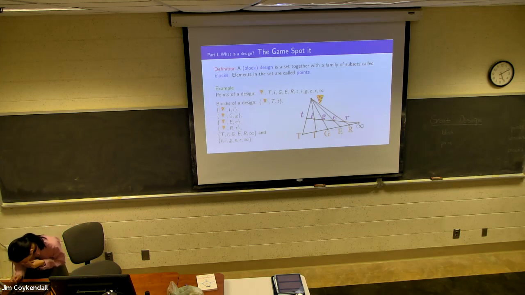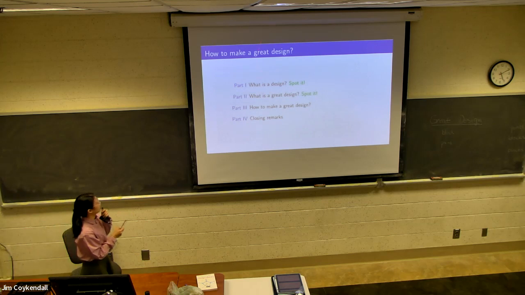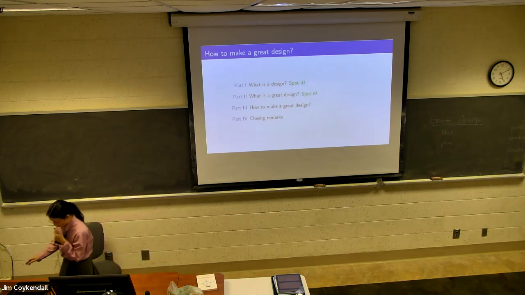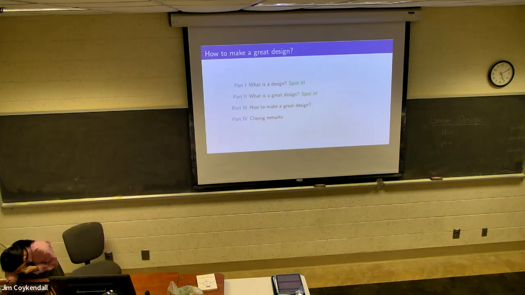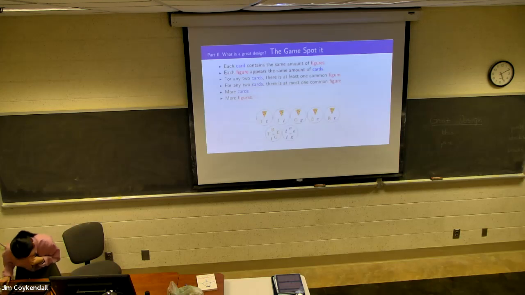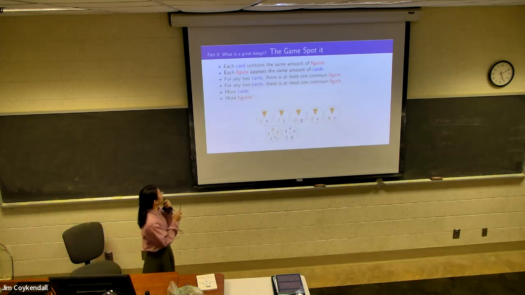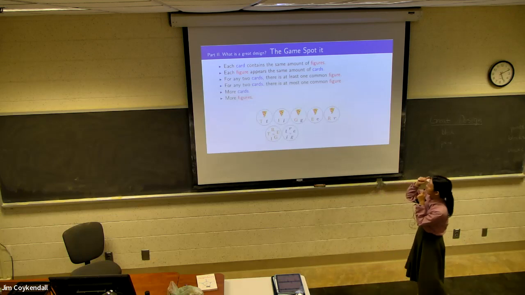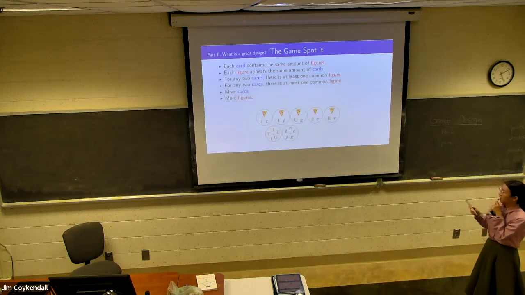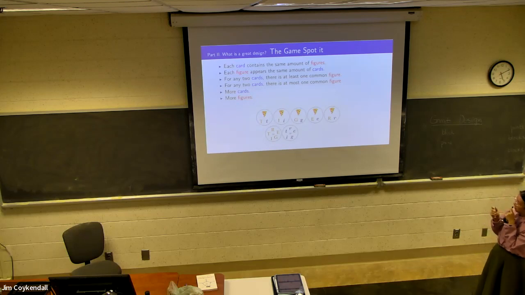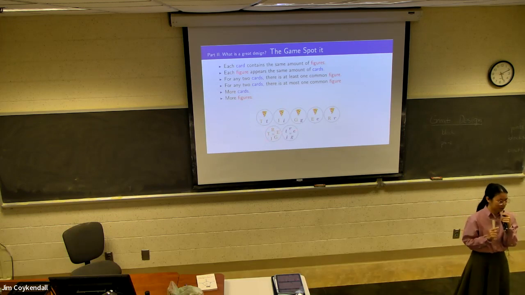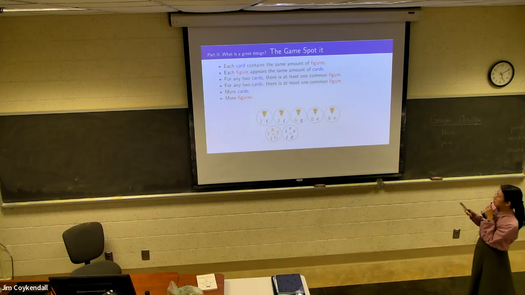Okay, next, now we know what a design is. Next we think about what a great design is. We have already covered quite a few features in our discussion. Here are some features that will be preferred or actually necessary. Some of them are necessary in order to make such a game. For example, each card contains the same number of figures. If you get a card set with more figures, it will take longer to find a common one. So it should be a preferred feature.